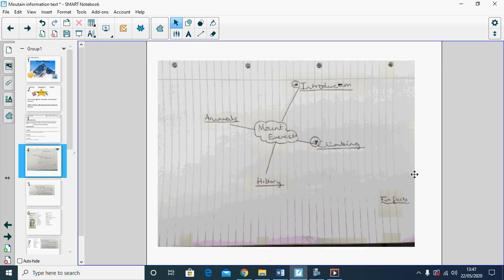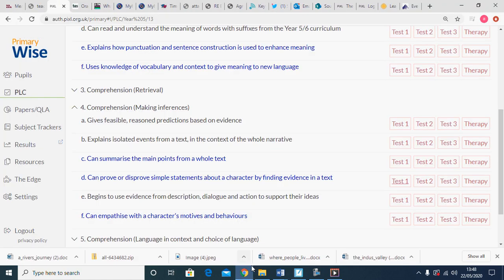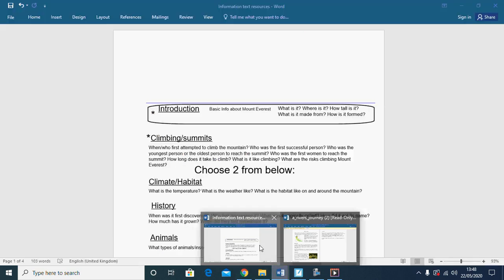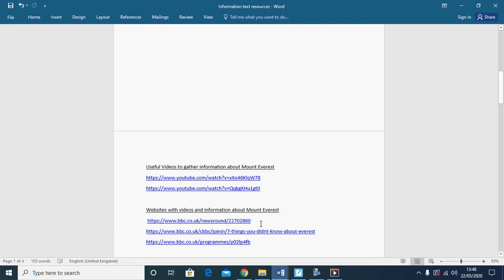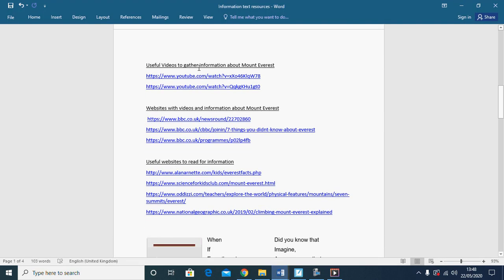And I've put in the corner of my plan fun facts, because I might find some interesting things as I go along that I might want to include, but I'm not sure yet. Okay, so when it comes to researching, I've given you lots of appropriate links to use.